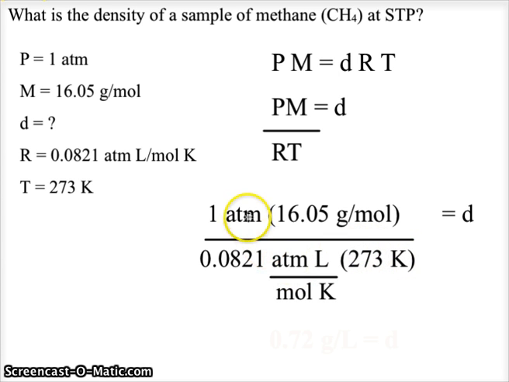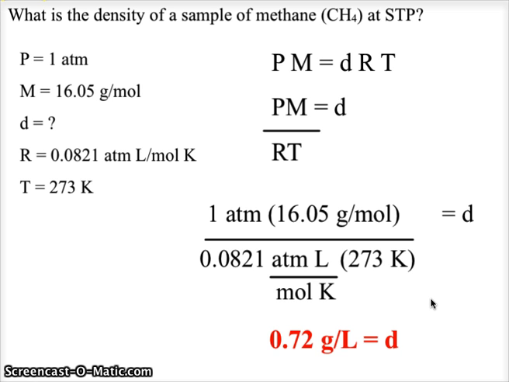Now atmospheres will cancel with atmospheres, Kelvin will cancel with Kelvin, and we are going to end up with a value of grams per liter when moles cancels with moles, and grams per liter is the density value, which comes out to be 0.72 grams per liter density.